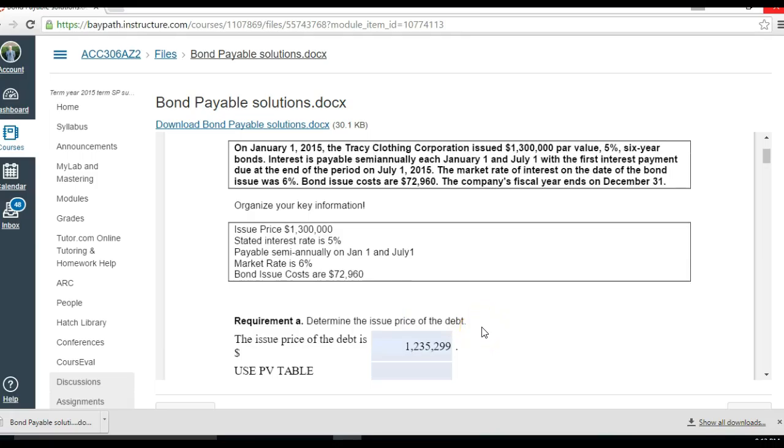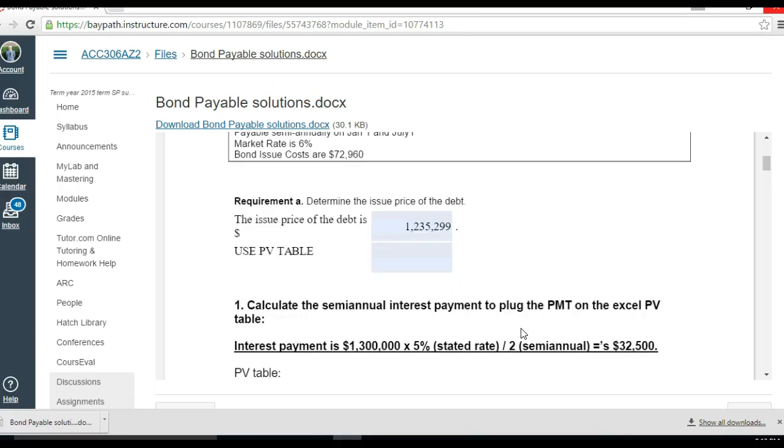So step 1, determine the issue price of the debt. This is essentially determining the present value of the $1,300,000 bond. The present value in this case is $1,235,299, and we compute that using our present value table.